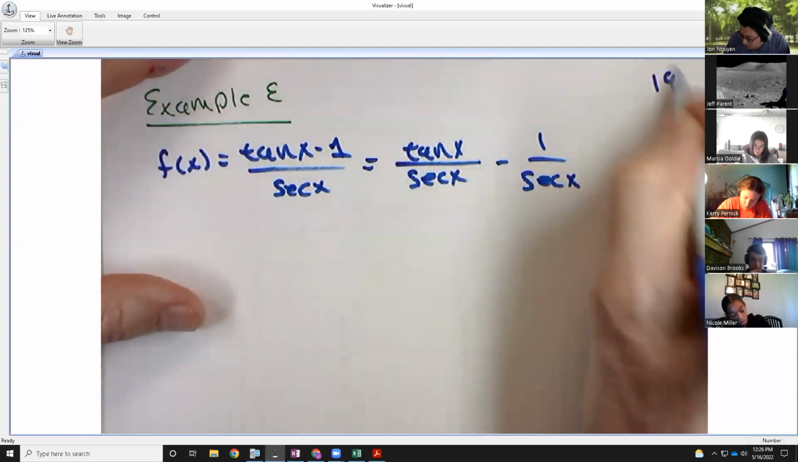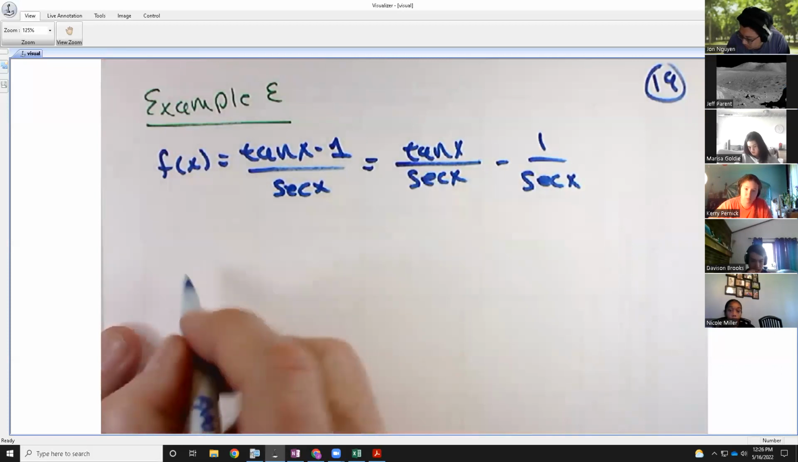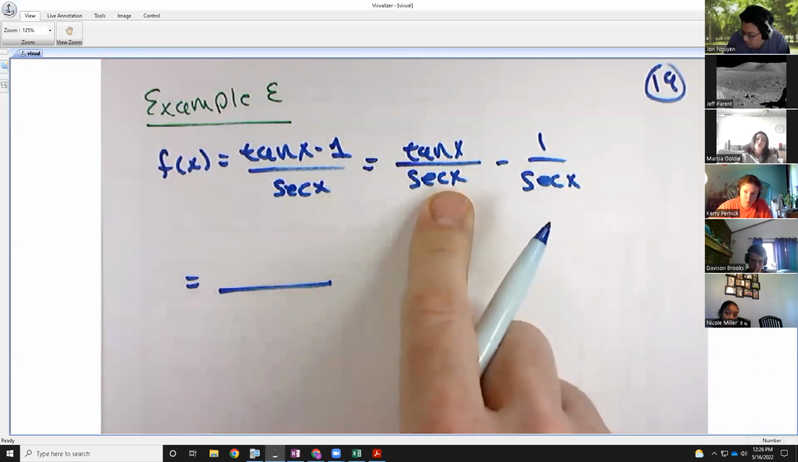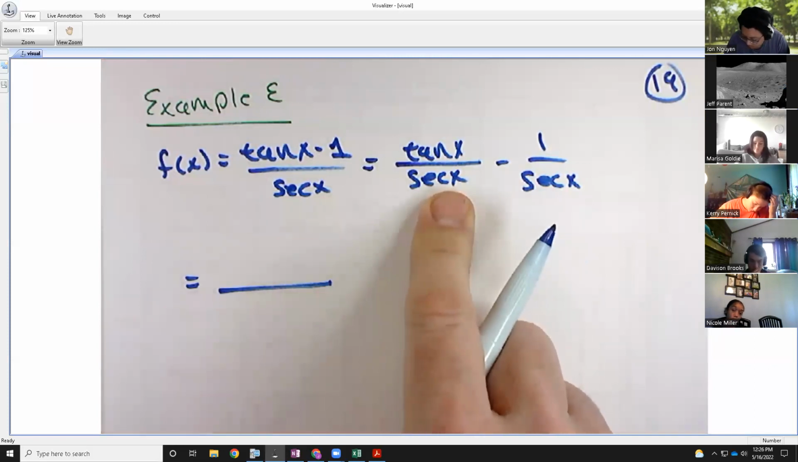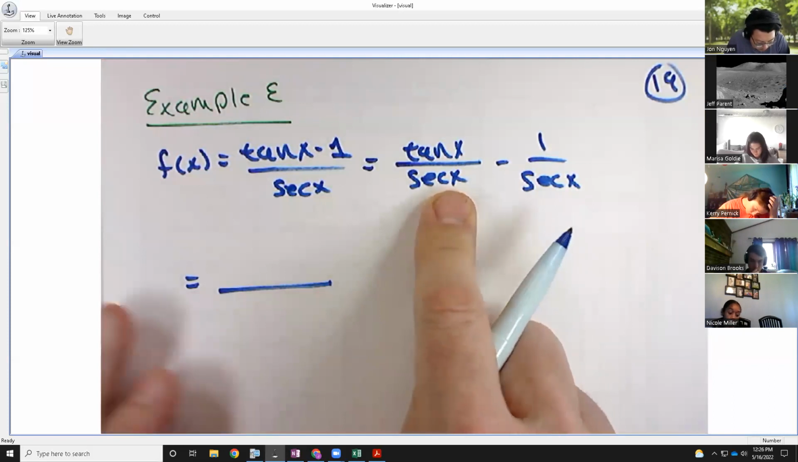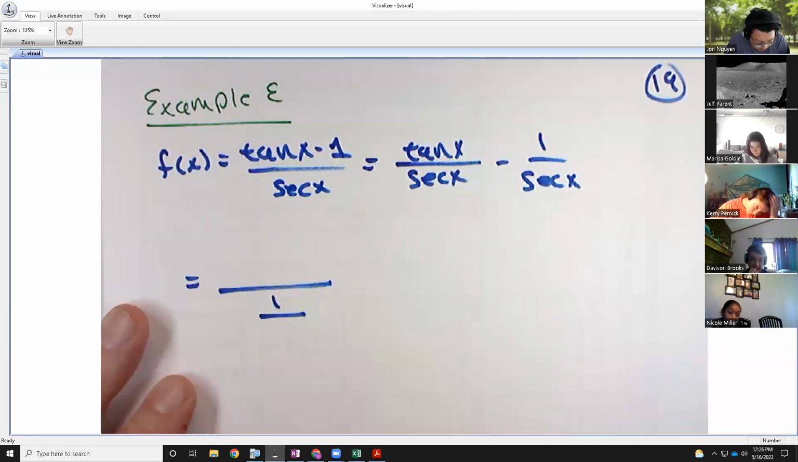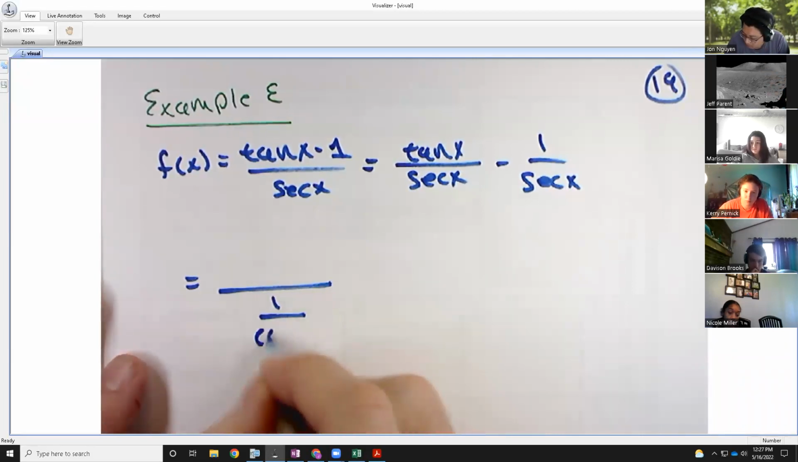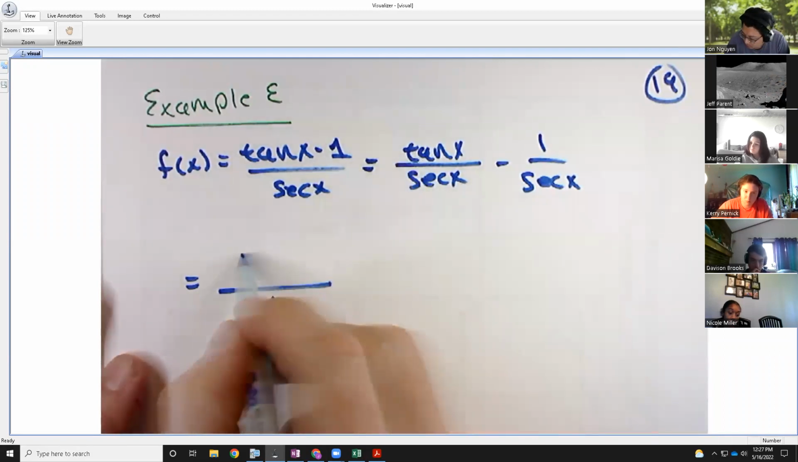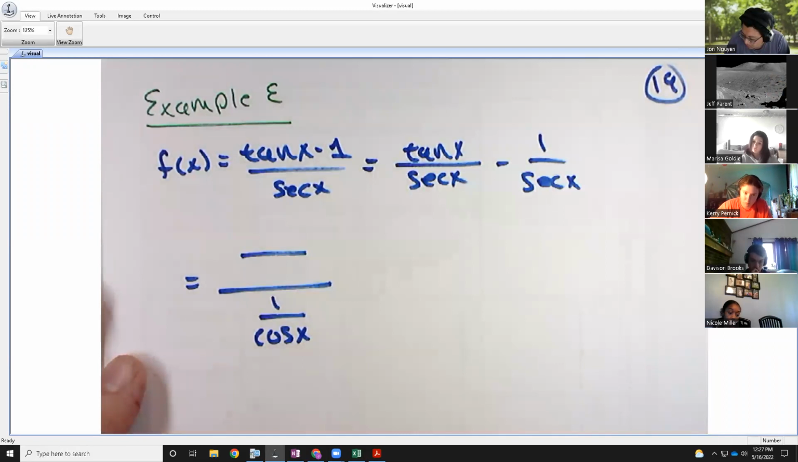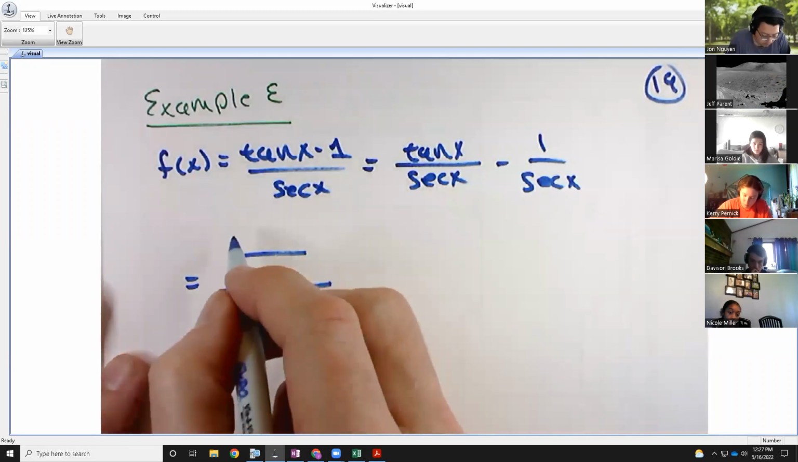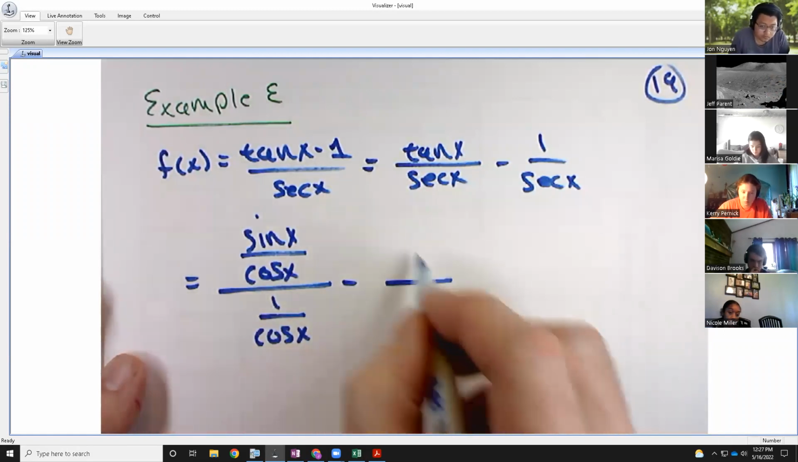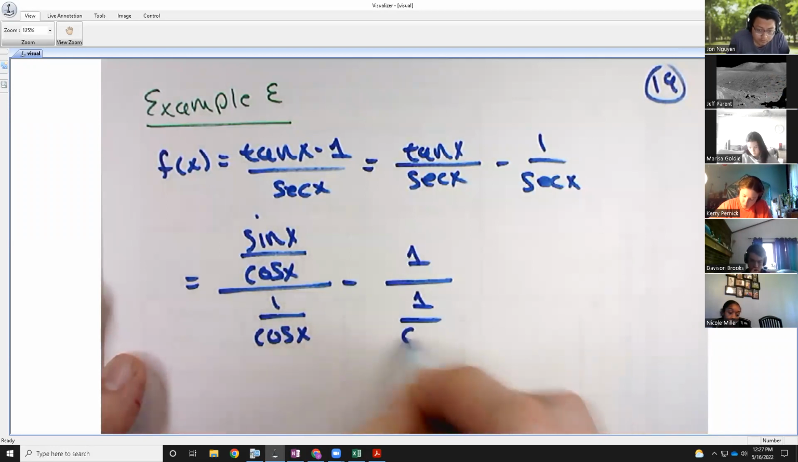Now, in doing some of these things, it might be helpful to remember the basic definitions in terms of sines and cosines. What's the definition of a secant in terms of sines and cosines? Anyone remember? Secant is the reciprocal of the cosine of x. Tangent is what over what in terms of sines and cosines? Yeah, sine over cosine. Minus 1 divided by 1 over cosine of x.